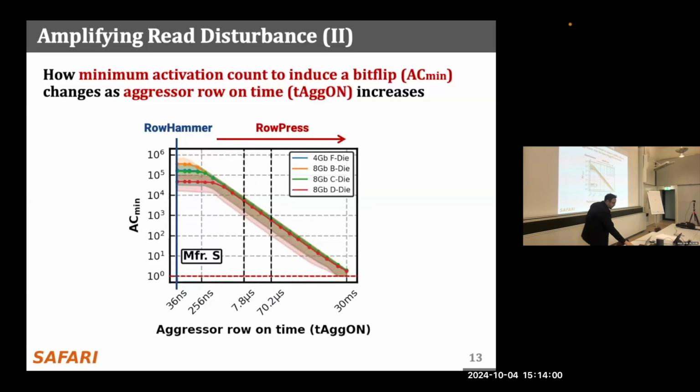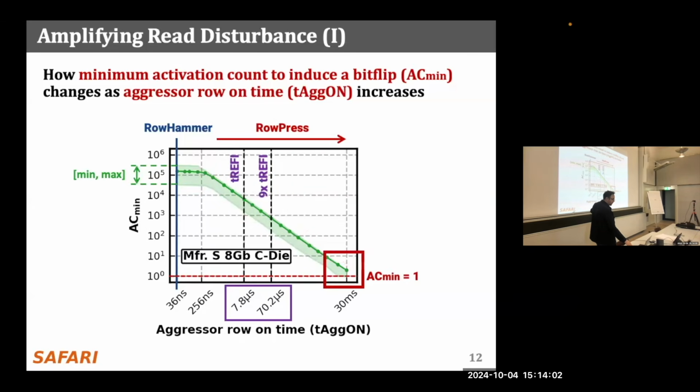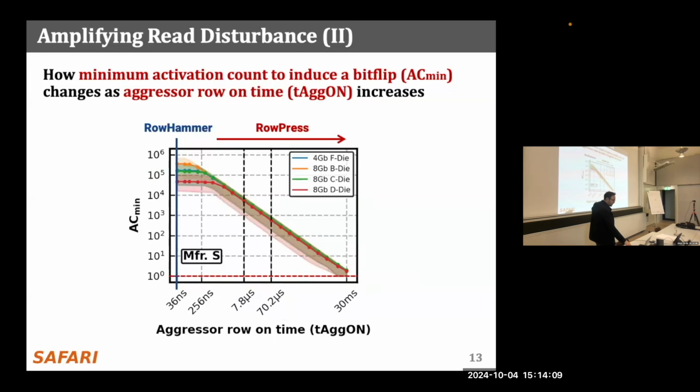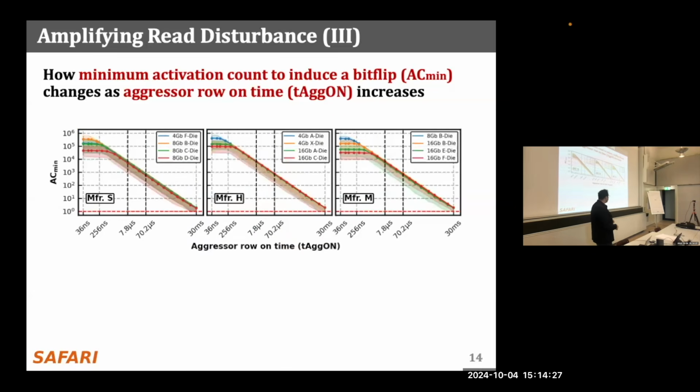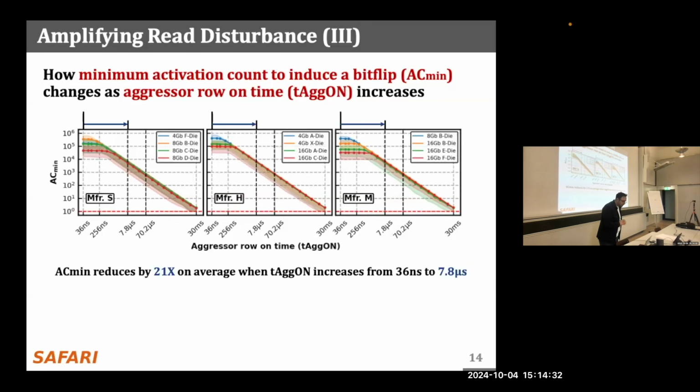So here is the curve. This curve was only for one module, one die revision, manufacturer Samsung, 8 gigabit C die. And this is all die revisions from manufacturer Samsung. Each curve corresponds to a different die revision and density here. The important thing is the behavior is common, right? We see the same decrease in all of them. And this is data from all three manufacturers, so we see some similar patterns.